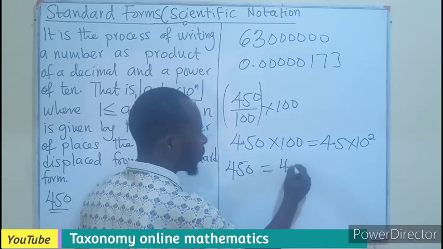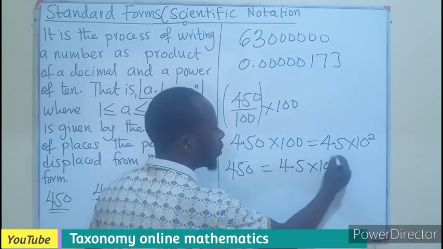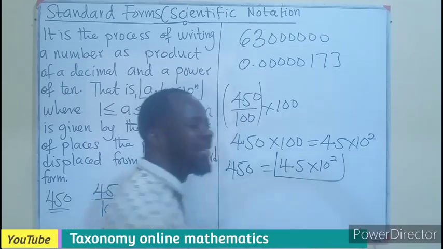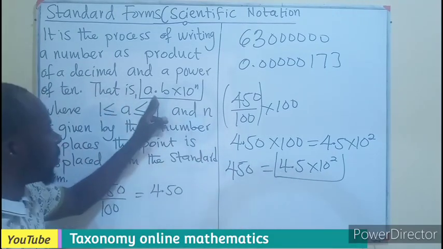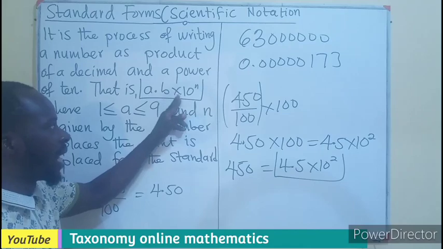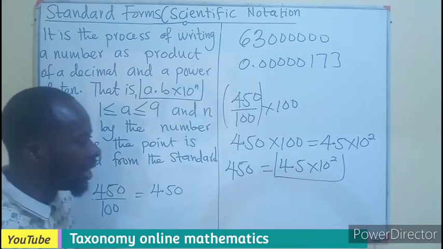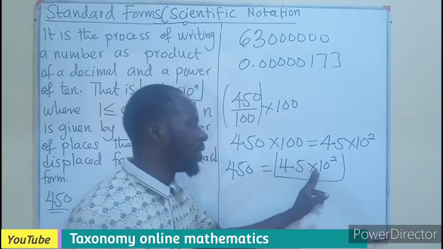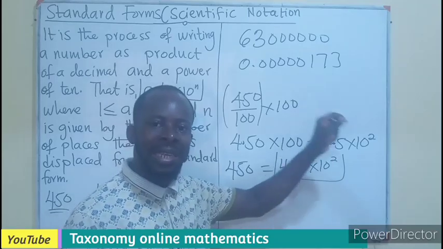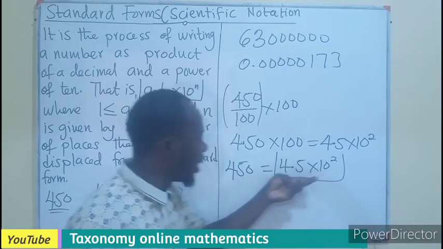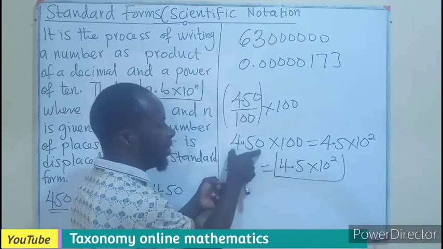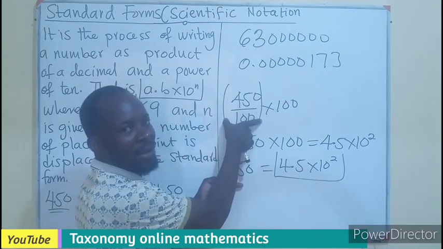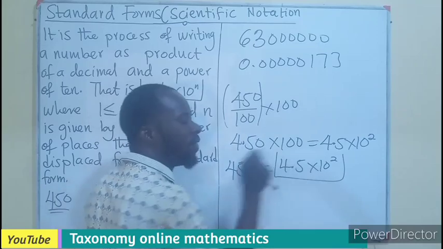450 is now written in scientific notation. We can say that this is in the form a point b times 10 exponent an integer. This is also 4.5 times 10 exponent 2. This value is the same as 450, because my 4.5, when multiplied by 100, will give me back my number.